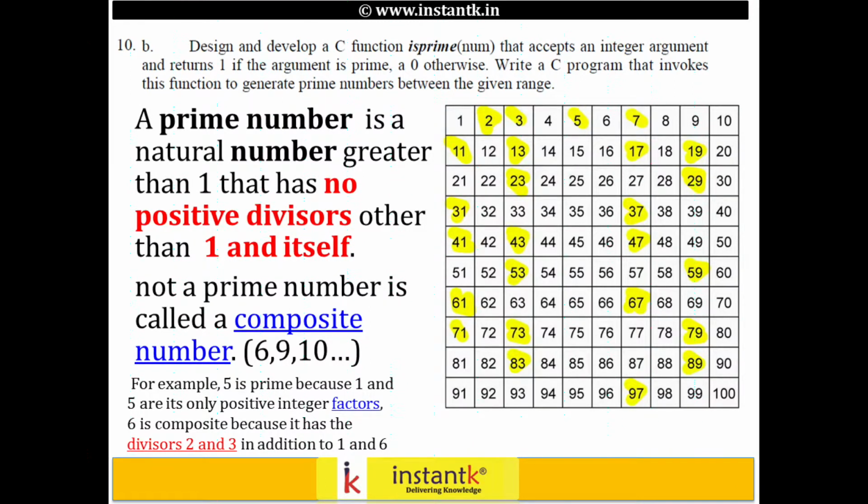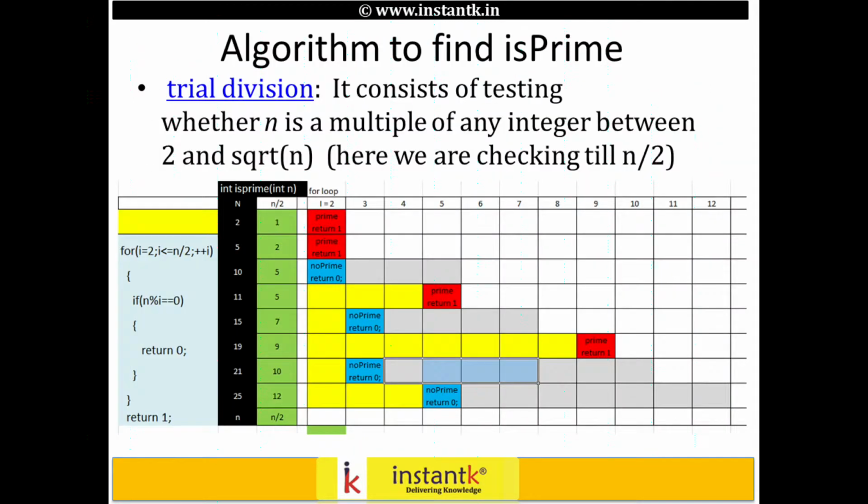Whatever is marked yellow here are the prime numbers from 1 to 100. You can see 11, 13, 17, 19, 23, 29, 31, 41, 43 have no positive divisors other than 1 and itself. Between 1 and 11 there is only 1 and 11, nothing else. You won't find any other divisors. So what is an algorithm to find a prime number?